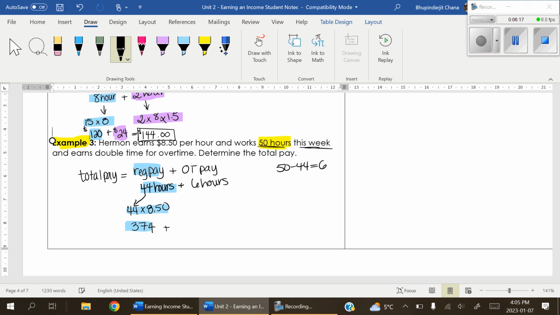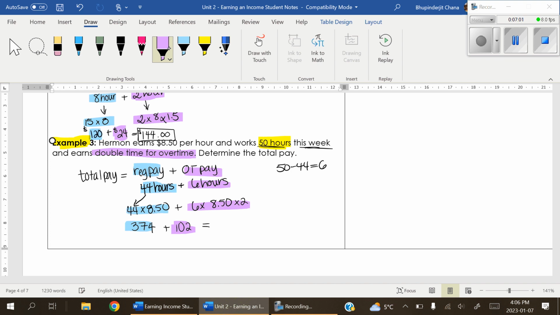Then 6 hours. So we're going to go 6 times 8.50, and then we say that overtime is going to be double time. That means we're going to multiply all of this by 2. 6 times $8.50 times 2 is going to give me $102. Okay, so that's from my overtime.